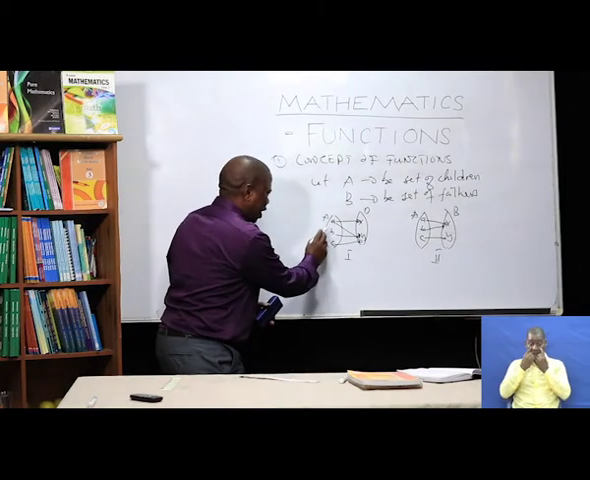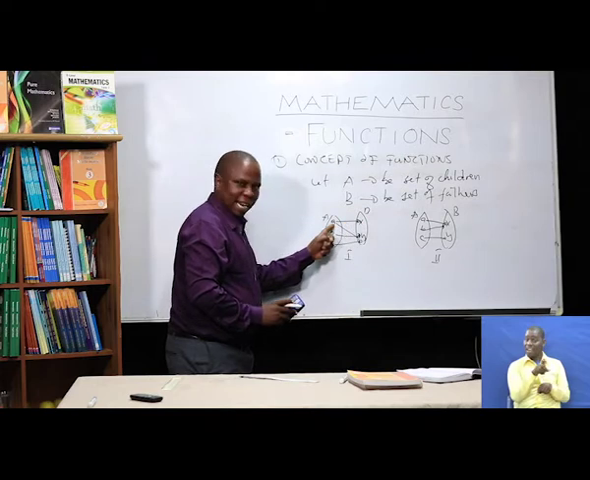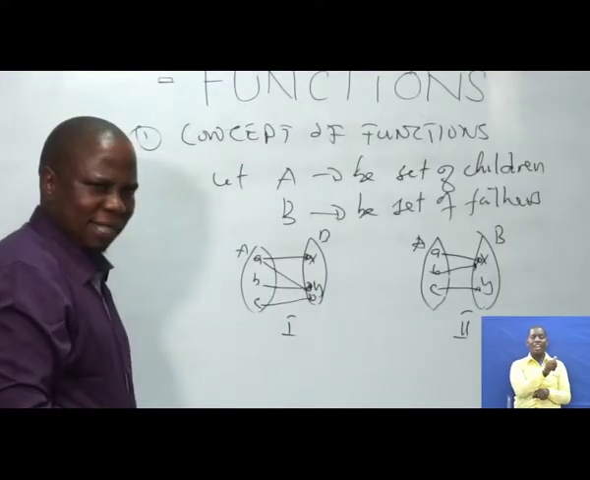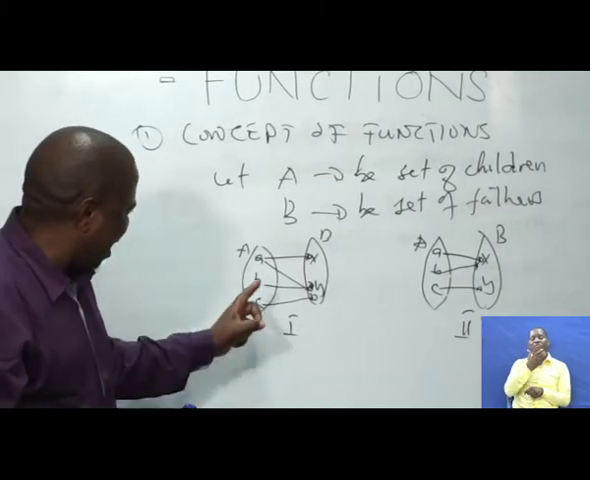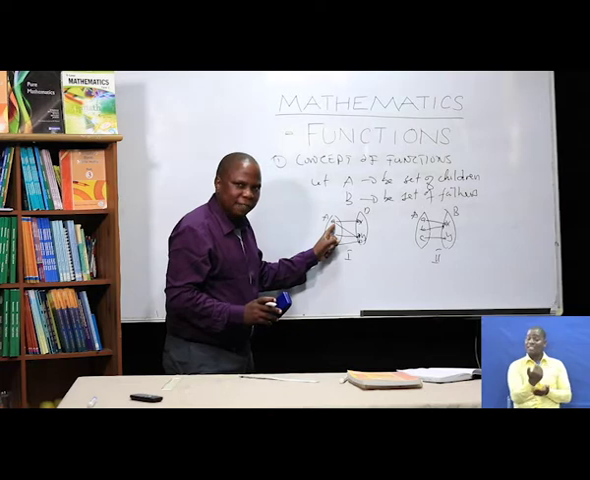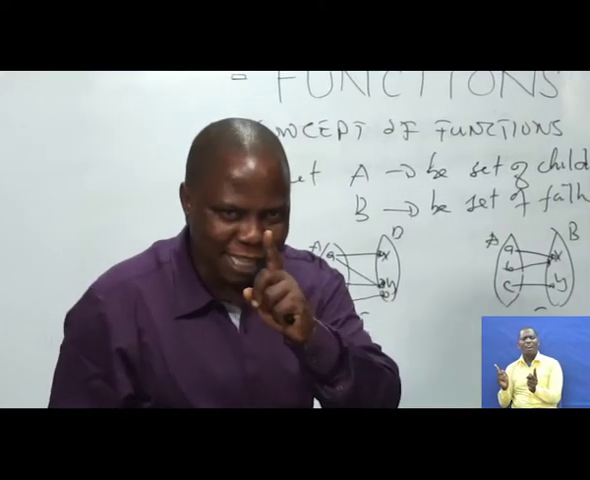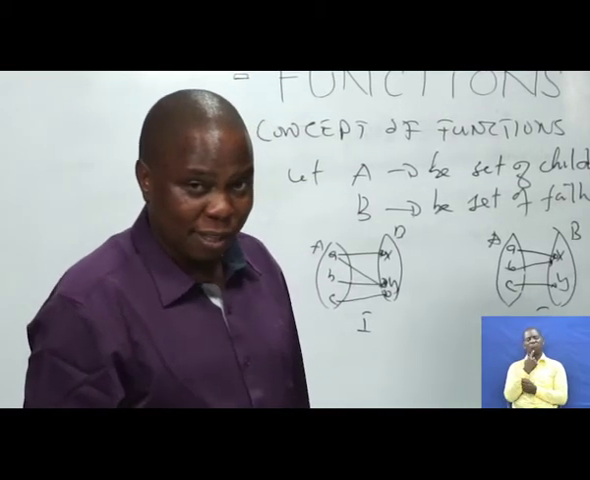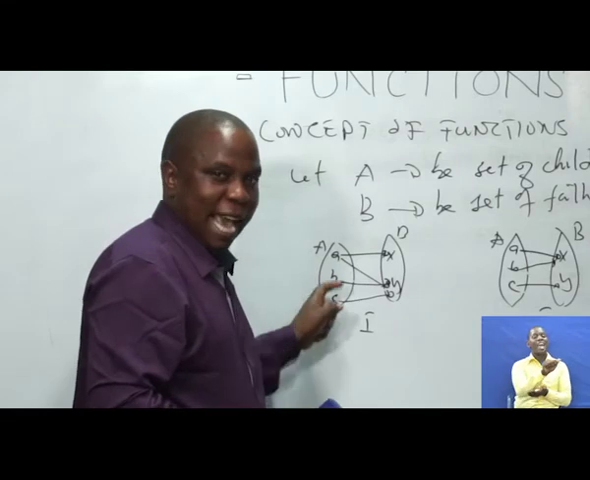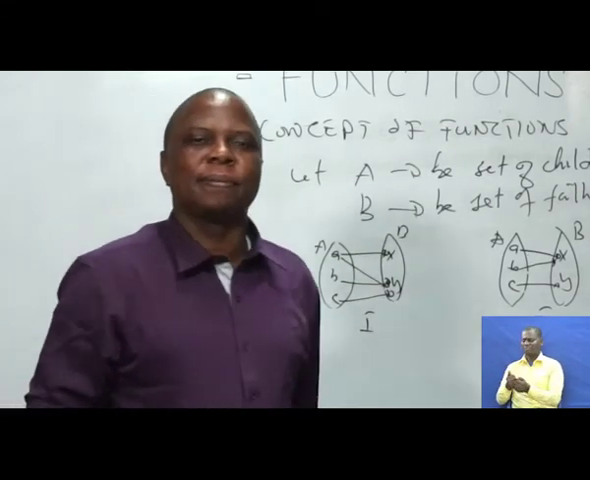Look at this. Mind you, this is a child. It is related to X. A is a child, X is the father, and Y is the father. In real concept, is it true that a child can have two different fathers? The answer is no. So it means if A is the set of children and B is the set of fathers, the first illustration is not correct.